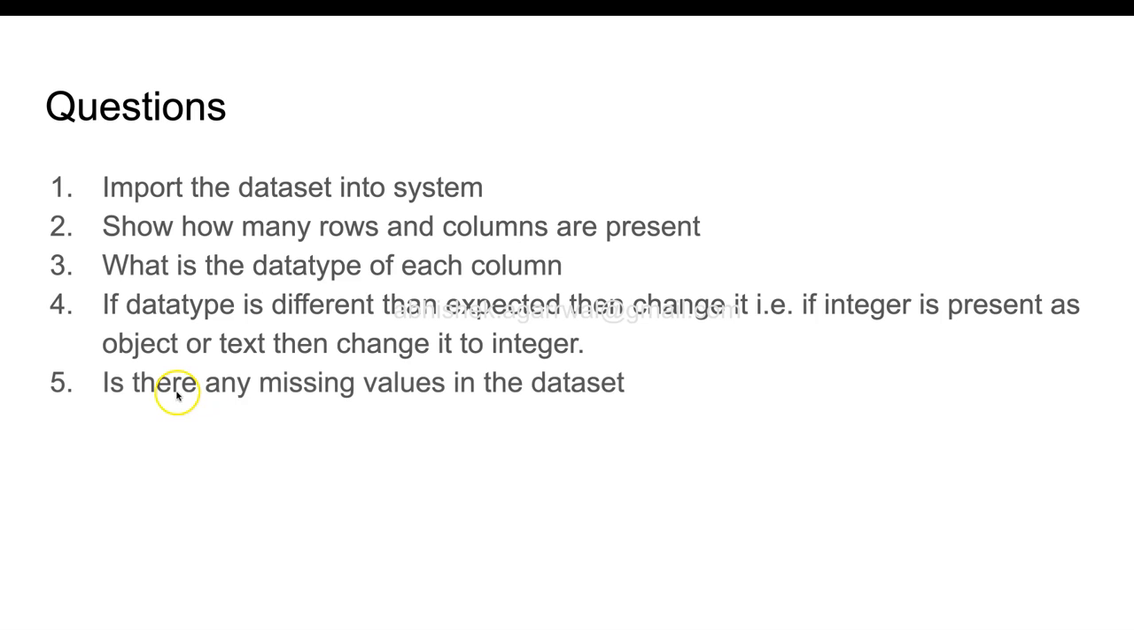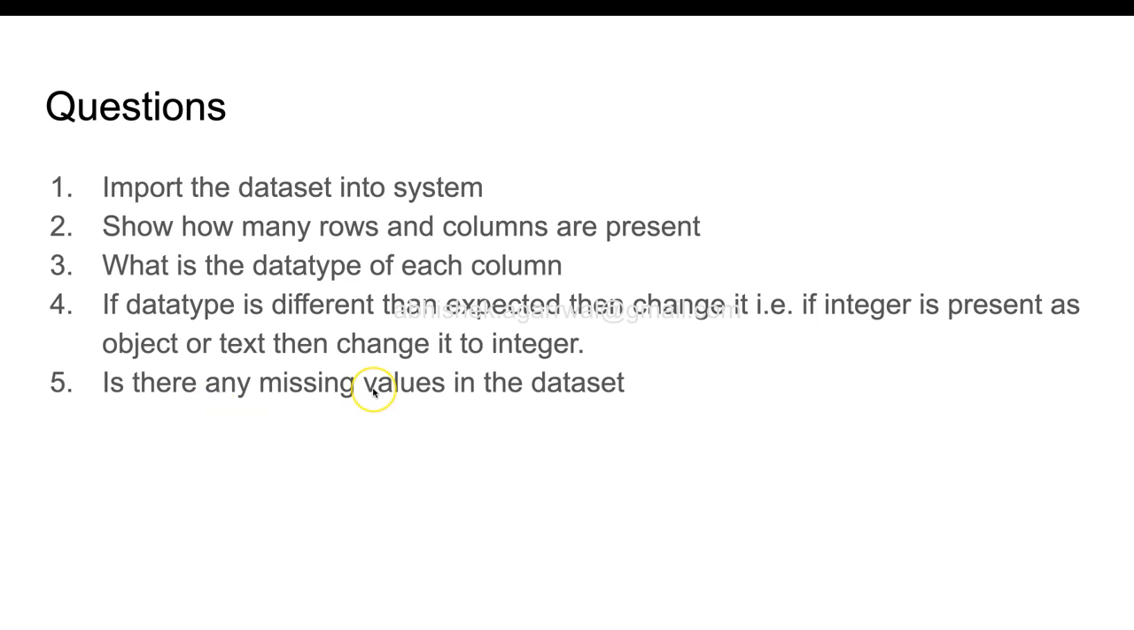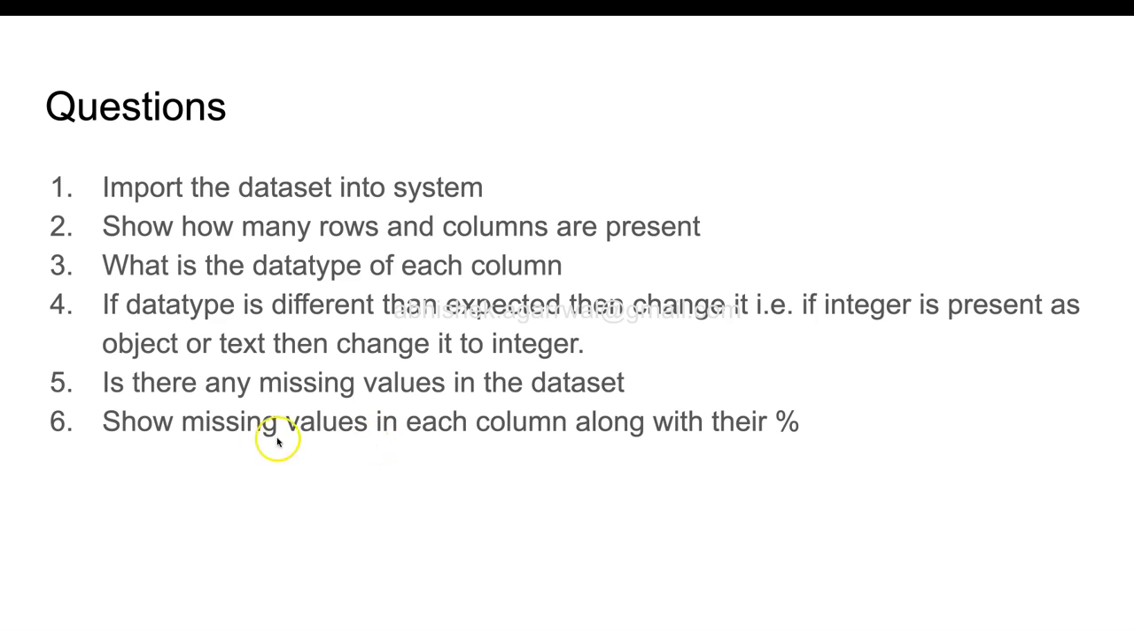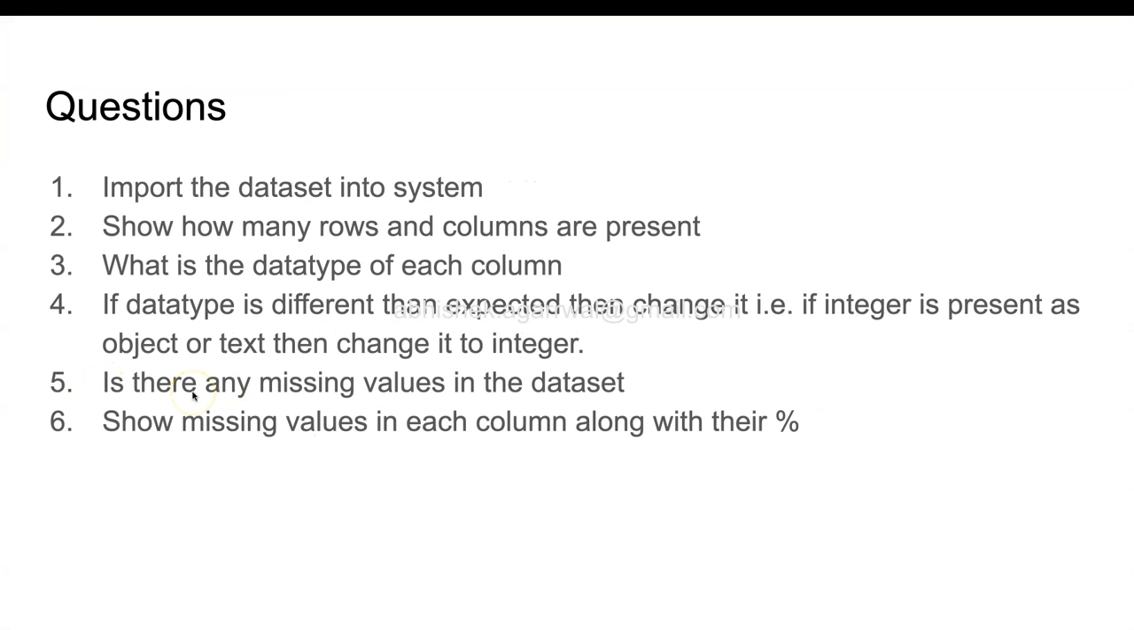The next question is: are there any missing values in the data set? Yes, there are missing values, but what you need to show is the overall count. So that's basically over here. Show the missing values in each column. In the fifth step, what you need to do is look at the entire data set and see how many missing values there are. That's what it is asking in the fifth step.